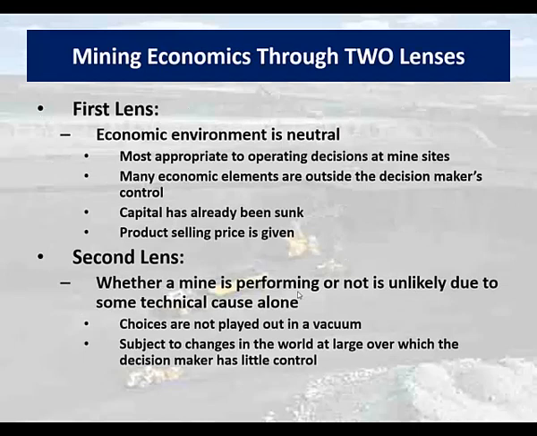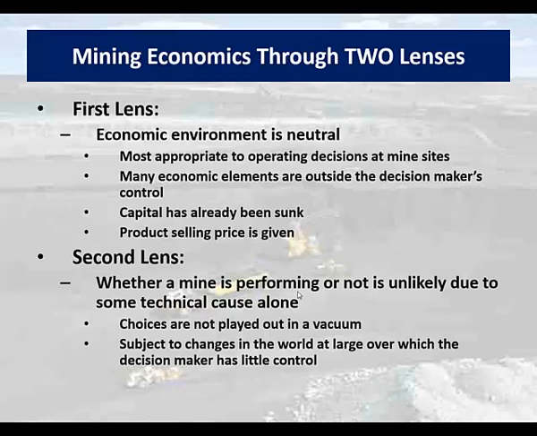The text looks at mining economics through two lenses. The first lens assumes the economic environment is neutral. Many economic elements are outside the decision maker's control. Capital has already been sunk or expended. The product selling price and many other factors are taken as given.